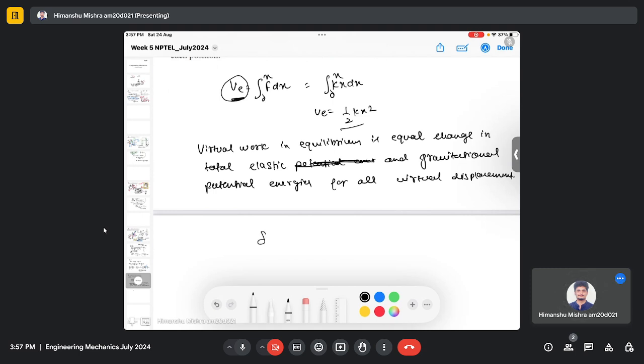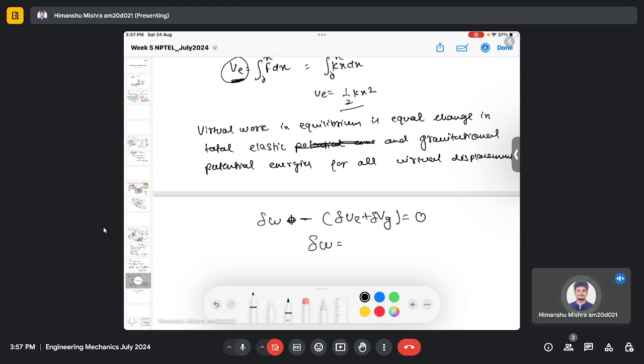So the work done principle is the change in the virtual work, minus the change in the potential energy due to the elastic member and due to gravitational force, equals 0. So the virtual work principle states that the virtual work will be equal to the change in the elastic and gravitational potential energy. So this is the work done by all the active forces except elastic and gravitational forces.